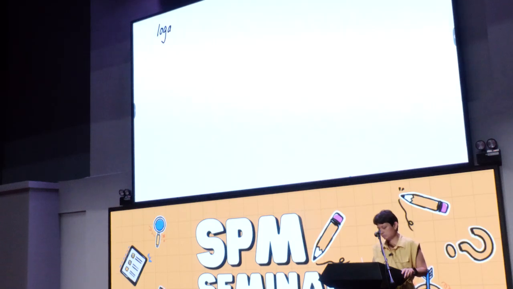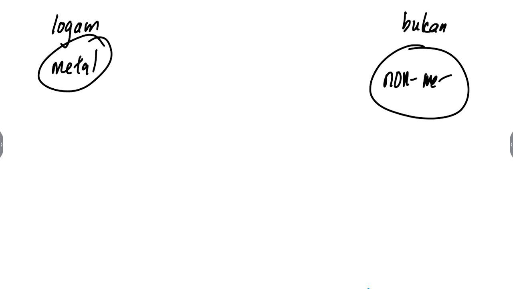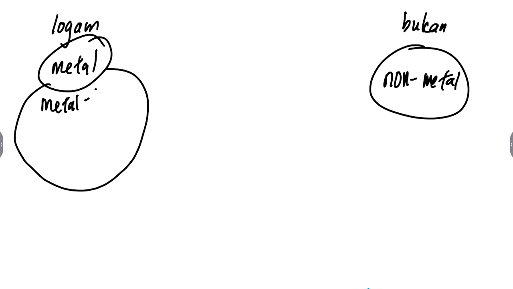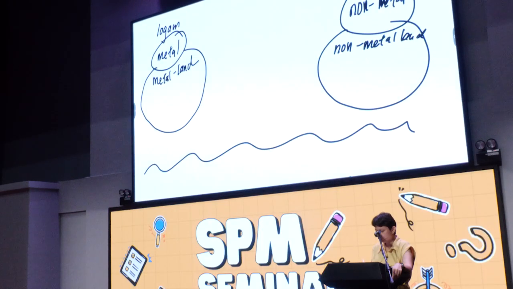Logam and bukan logam. Okay, now all the metals in the world live in metal land. All the non-metals in the world live in non-metal land. But all of them want to achieve full outer shell, because full outer shell is stable. So they want to go to full outer shell land.